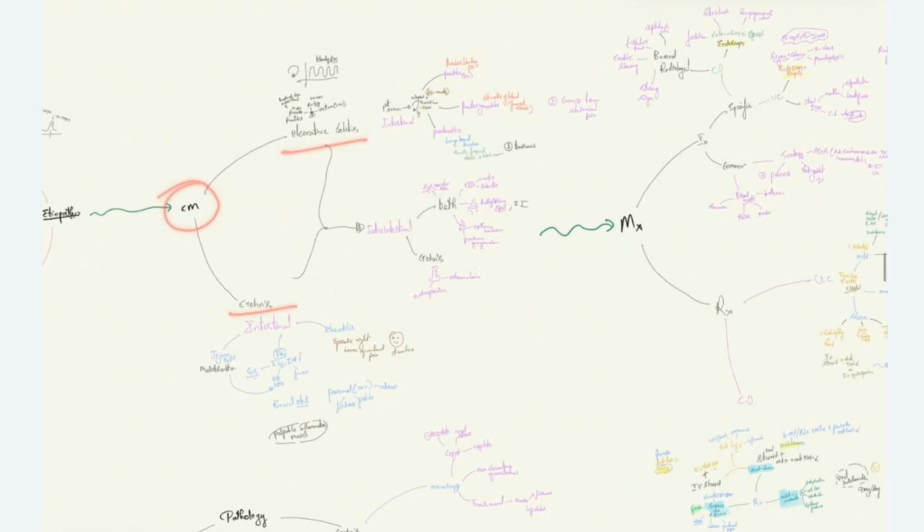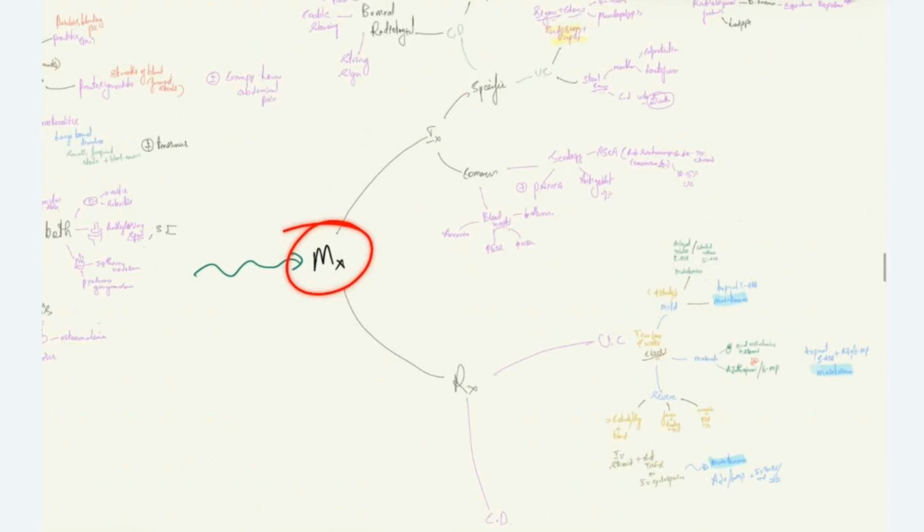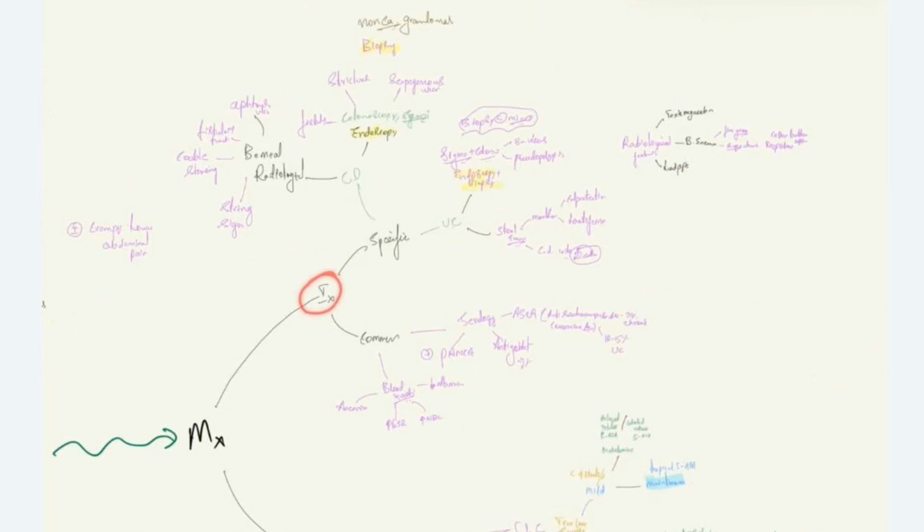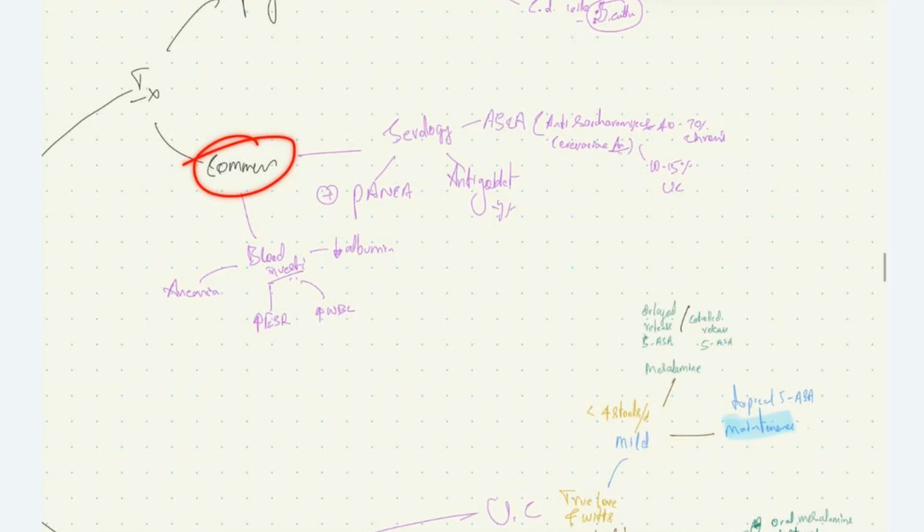Let's see the management of this condition, how to investigate and treat it. We can divide the investigation findings into those common in both ulcerative colitis and Crohn's disease, and those specific to ulcerative colitis and Crohn's disease. First, let's discuss the common investigation findings that we see in both of these diseases.